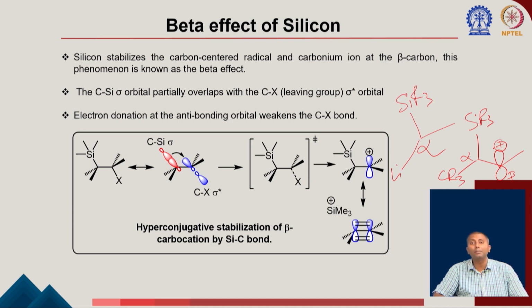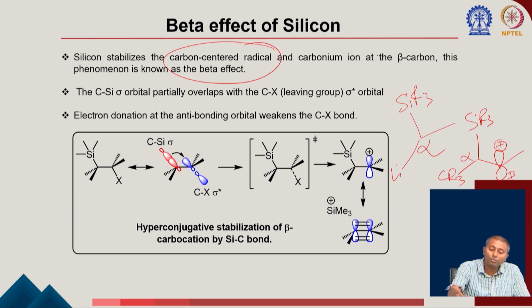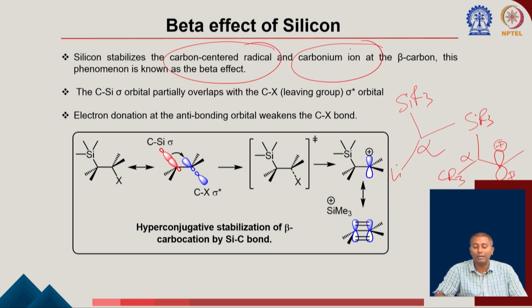So, silicon can stabilize a carbocation, or it can eliminate a leaving group which is present in the beta position. That means it can stabilize carbon-centered radicals also, and it can stabilize a carbonium ion or a carbocation in the beta position. How is this happening? Because of this orbital interaction here, because there is a sigma bond between this carbon and silicon that is interacting with the sigma star orbital, and that has to be anti-periplanar, as I mentioned. Only if they are anti-periplanar can this donation happen to the sigma star.